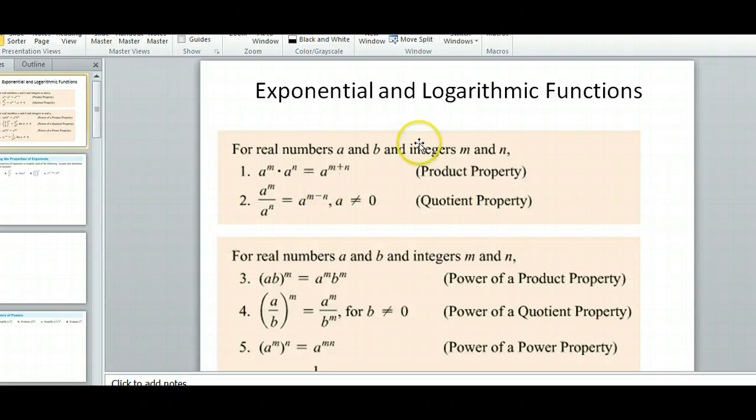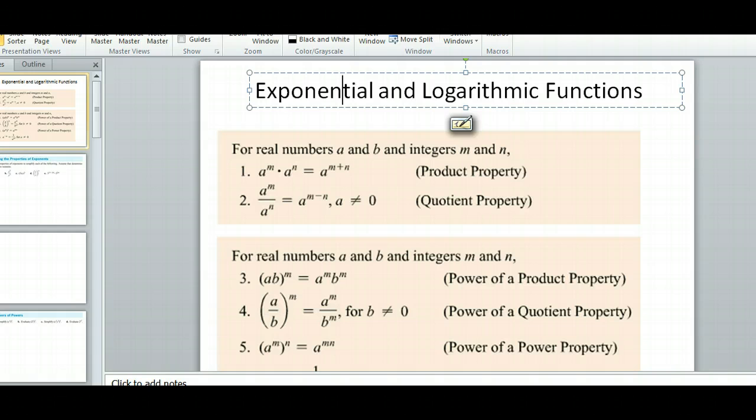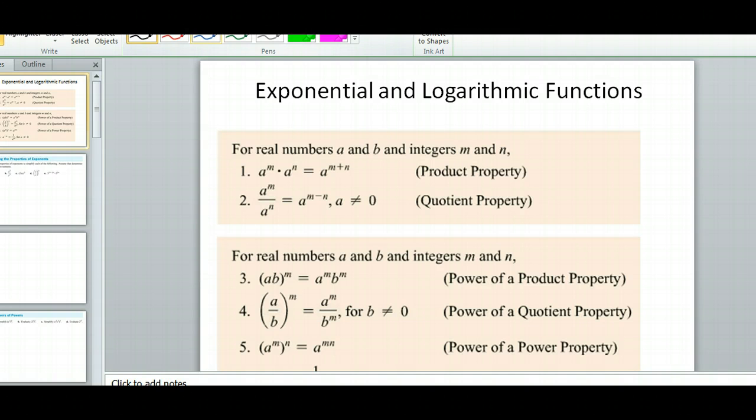Alright, this is chapter 5, which deals with exponential and log functions, the beginning of it. Before we just jump straight into the material like 5.1, this is a review of the properties of exponentials and logs that you're supposed to understand and know. So just a review. Pause it if you need to write these down.